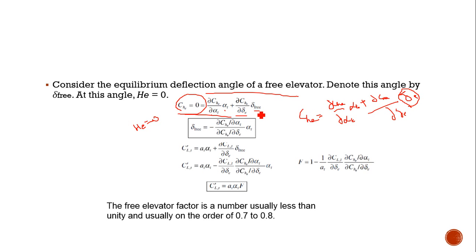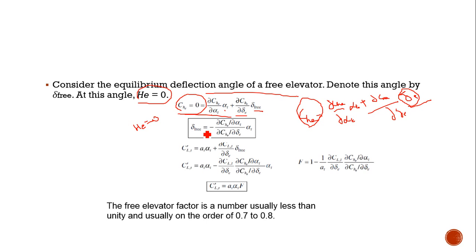Therefore here I am writing delta free, and as I told, for stick free the force H will be 0. Therefore this moment will be equal to 0. That means we don't have any force to deflect the elevator. That's why H will be equal to 0, so therefore CH will be equal to 0. Then the equation becomes, we can calculate the delta free value from this equation.